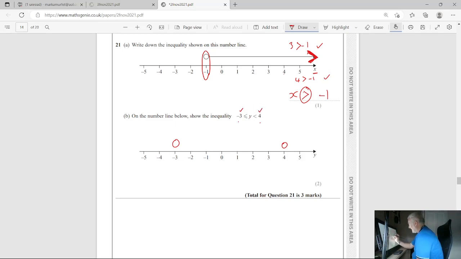Is there a little line underneath it? On this one, there's not. So I'm going to leave that as a hollow dot, hollow circle. On this one, there is a line underneath it, just there. So I need to fill in the bottom dot. If it can be equal to it, then that's going to be a filled in dot. So y lies somewhere in that range. So if I've got two values, I'm just going to connect the dots.